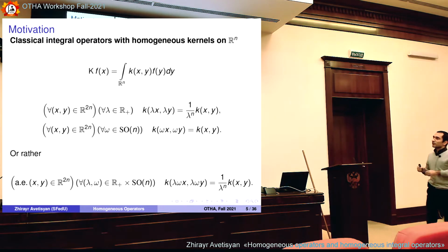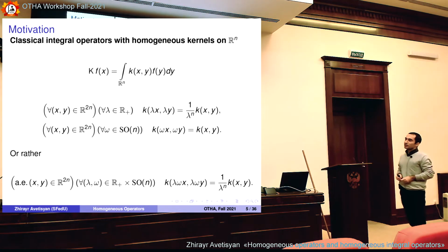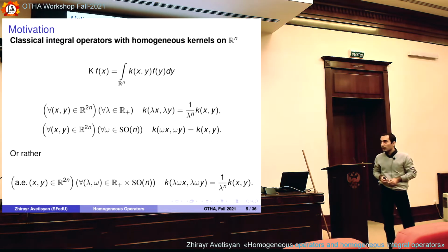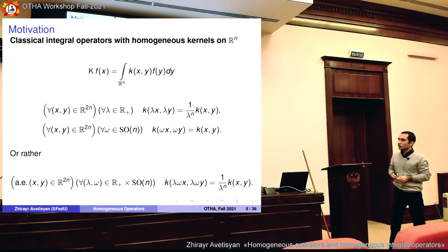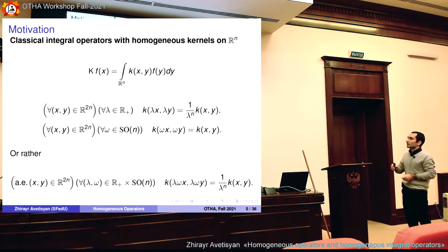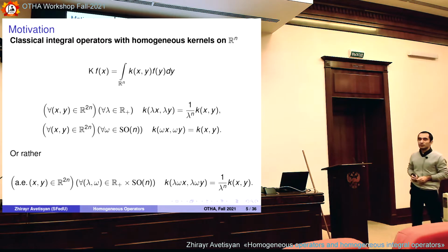So again, remembering that idea regarding the almost everywhere part, we can cast this condition into a more compact form, namely that for almost every x and y, and for every element of the product group, lambda comma omega, the simultaneous action on the kernel gives you a factor of 1 over lambda to the n.